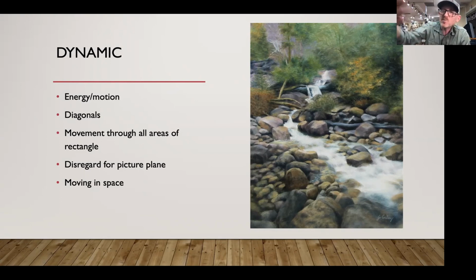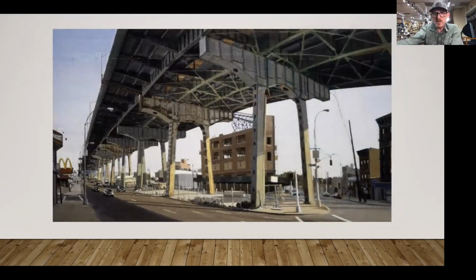So that disregard for the picture plane, it's not referential to the picture plane, as we'll see in the next one. It is moving in defiance kind of that picture plane. So moving in space. Again, not only appropriate for rivers and roads, but here's a beautiful painting by the contemporary artist Rackstraw Downs, where he's using those diagonals.